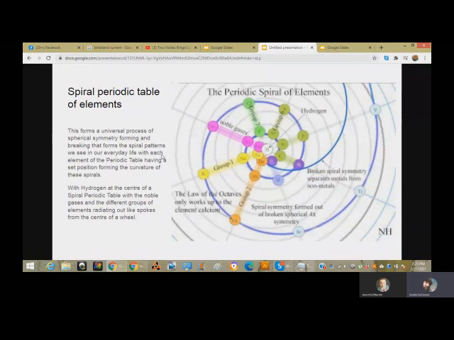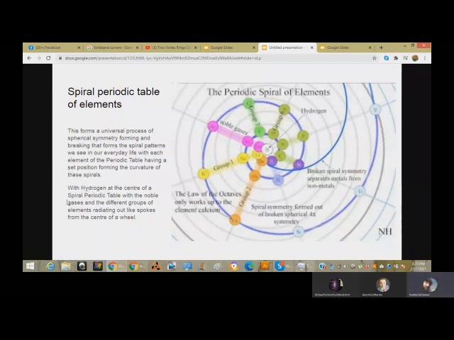So the beginning of that, he's talking about the forms. This forms a universal process of spherical symmetry, forming and breaking. So that's the broken symmetry that I was talking about, the constructive and destructive resonance that is created, or interference.